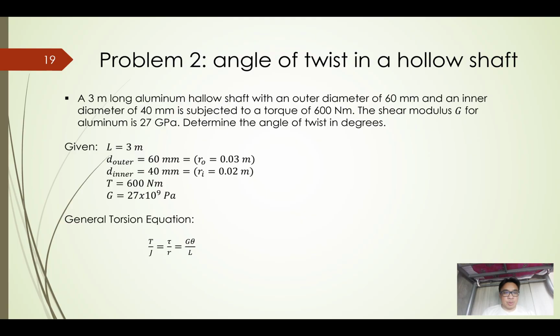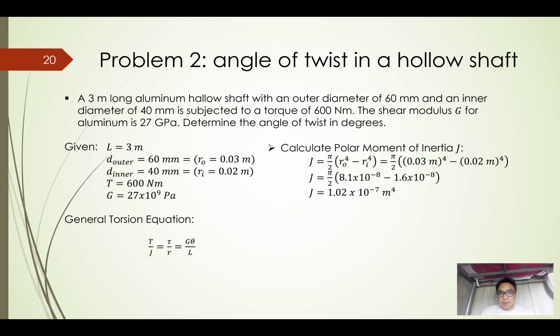Again, the general torsion equations. First, we will calculate the polar moment of inertia, J. J is equal to pi over 2 times the outer radius raised to the fourth power minus the inner radius raised to the fourth power. It will give us 1.02 times 10 raised to negative 7 power meter raised to the fourth.